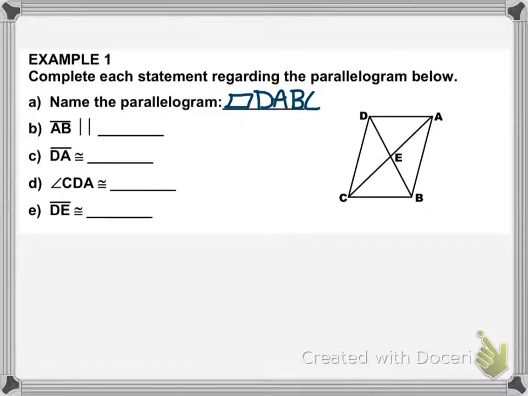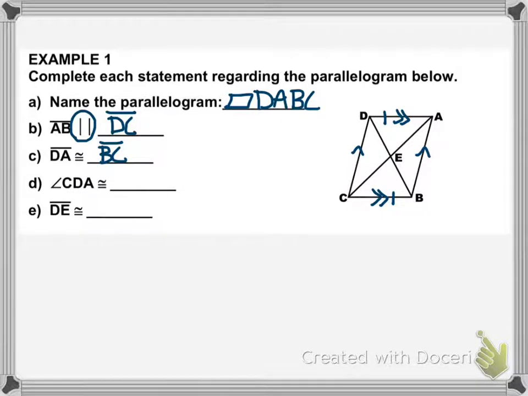All right, next one. Segment AB is parallel, don't forget that notation, to what? That's going to be the side across from it, which is DC. So remember, these two sides are parallel. And don't forget, we have another pair of parallel sides. But AB is parallel to segment either DC or CD. Either way is fine. Next one. Segment DA is congruent, of course, to the side across from it, which is BC or CB.